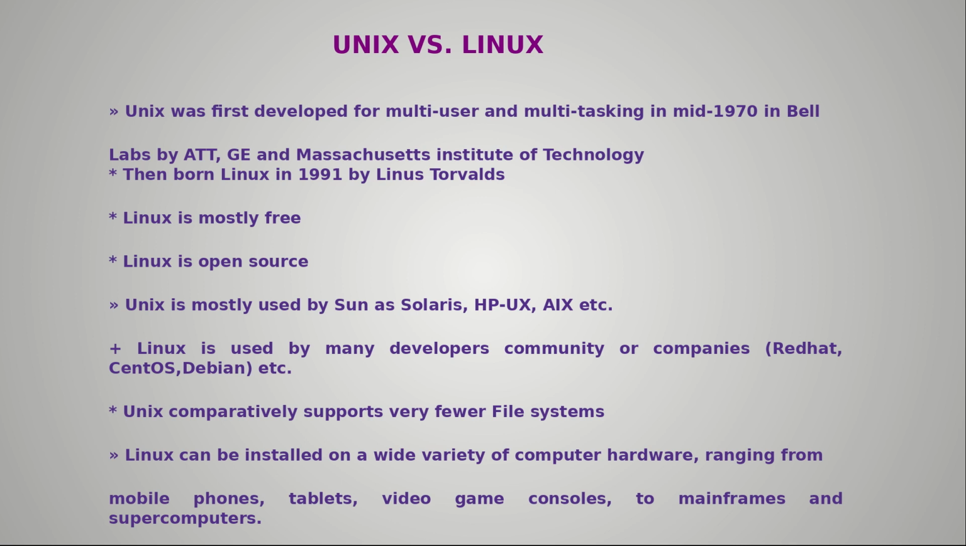Unix is mostly used by Sun, and its operating system is called Solaris. By the way, Sun has now been bought out by Oracle. Other Unix operating systems include HP-UX, AIX, and some other distributions of Unix.